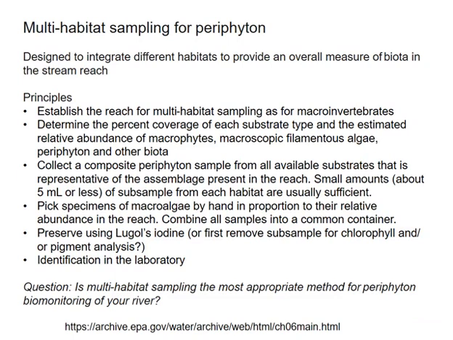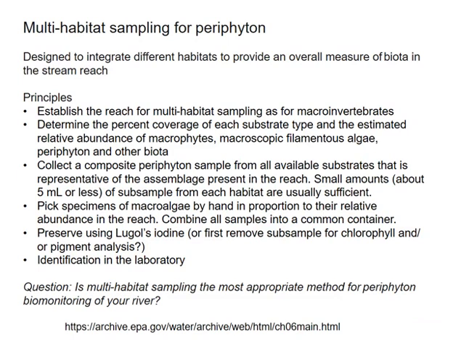You only need a small amount of sample, about 5 mils or less, because these are microscopic organisms. You don't need vast amounts of stuff. So you combine them all into one common container, and then you preserve it using Lugol's iodine. So you're going to need to think about taking some preservative along with you, or getting some there.